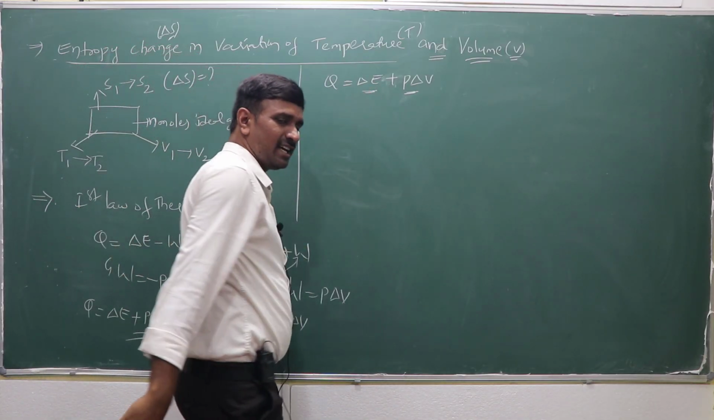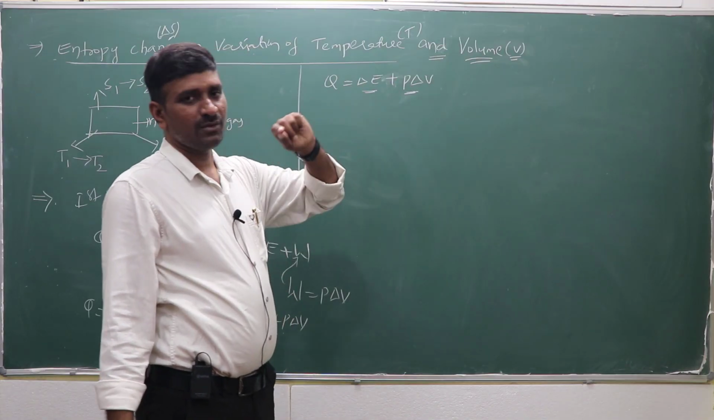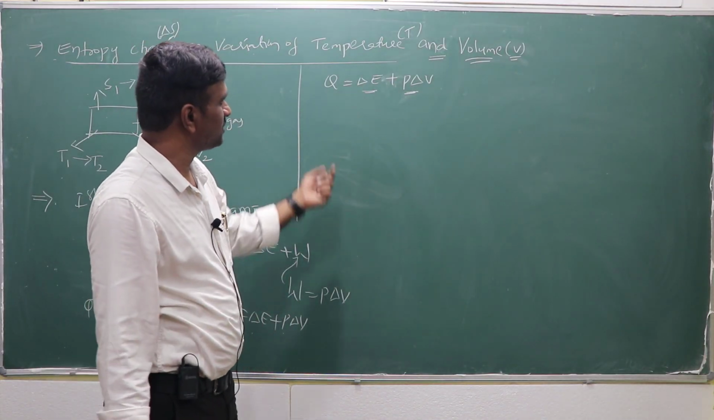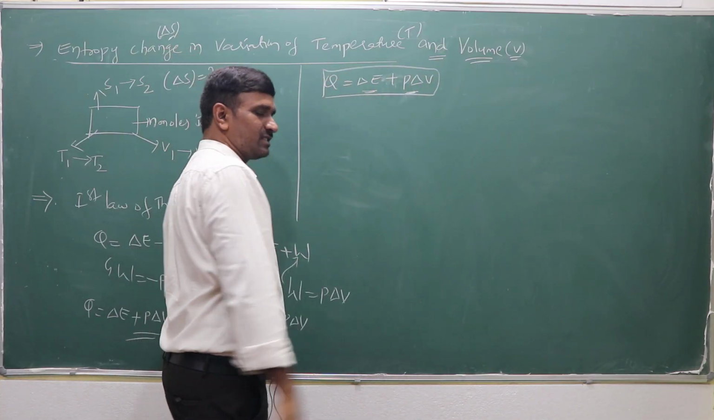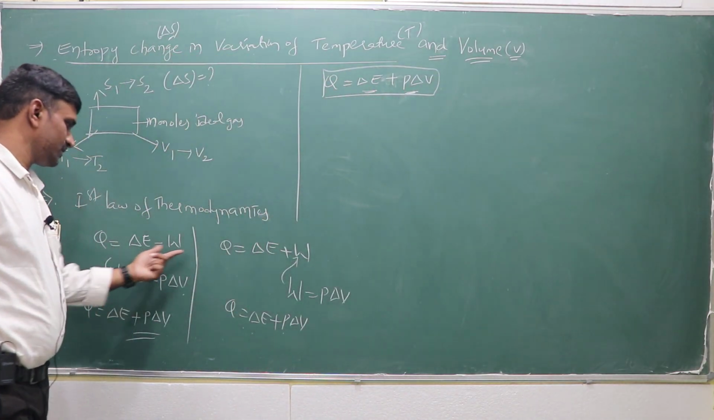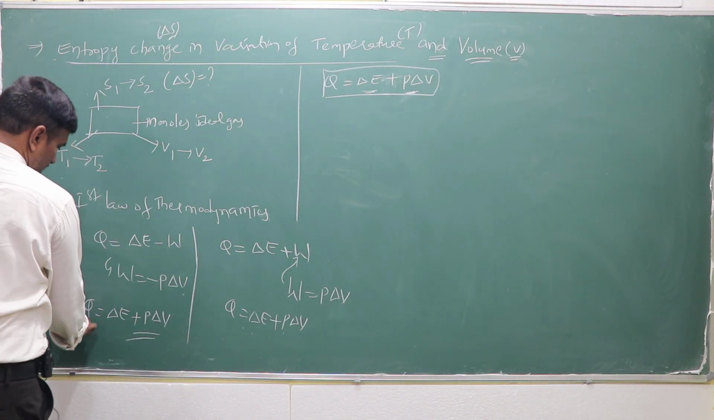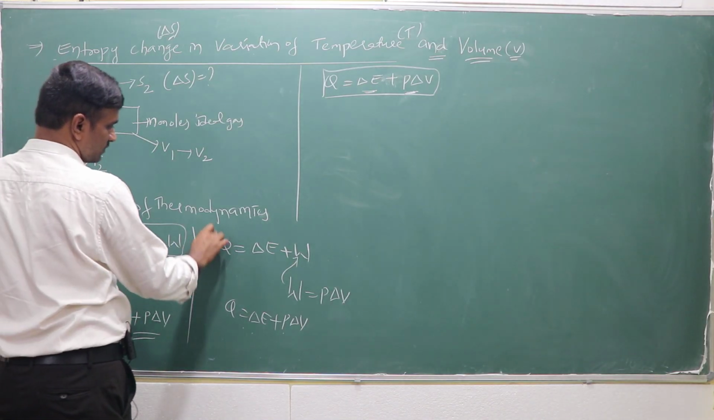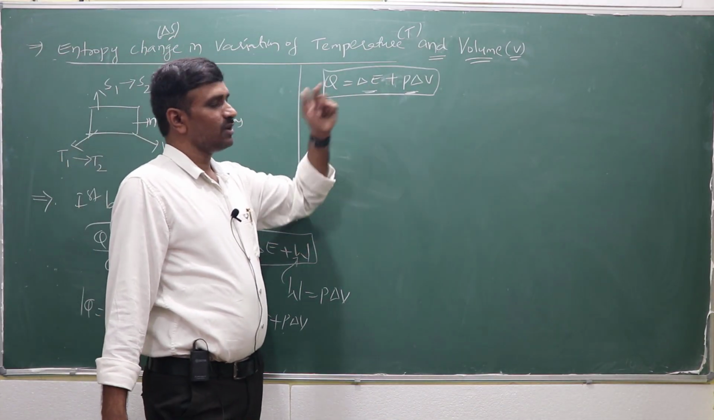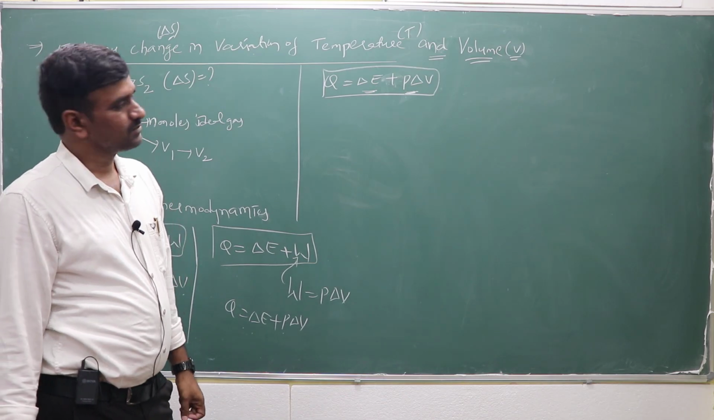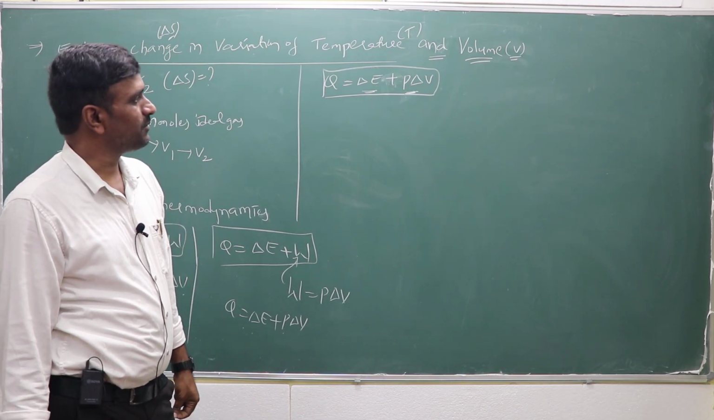Delta E is what? Change in energy. And delta V is change in volume. Now here Q is equal to delta E plus P delta V. This one is considered the first law of thermodynamics equation, and by using these two equations, this one is also the first law of thermodynamics equation. Then Q is equal to delta E plus P delta V.